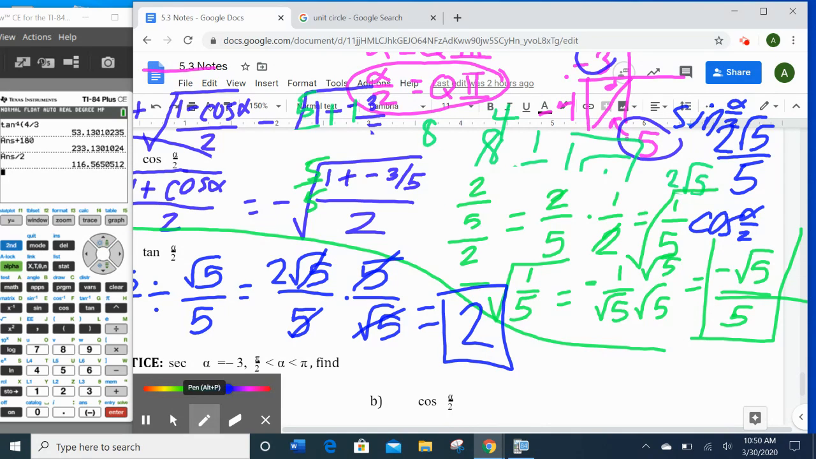Negative 2. Where did I lose my negative? This was a negative, so this was a negative, so this was a negative. Negative 2.